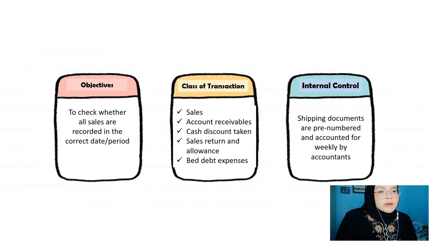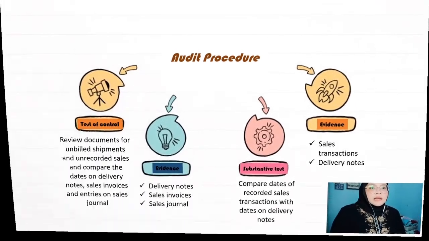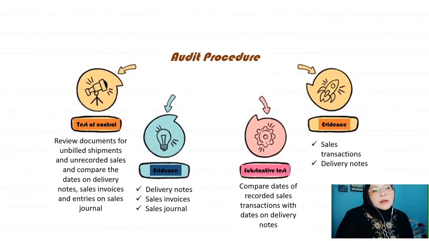The internal control is that shipping documents are pre-numbered and accounted for weekly by accountants. There are two audit procedures, which are test of control and substantive tests. Test of control: review documents for unbilled shipments and unrecorded sales, and compare the dates on delivery notes, sales invoices, and entries in the sales journal. For the evidence, they use delivery notes, sales invoices, and sales journal.